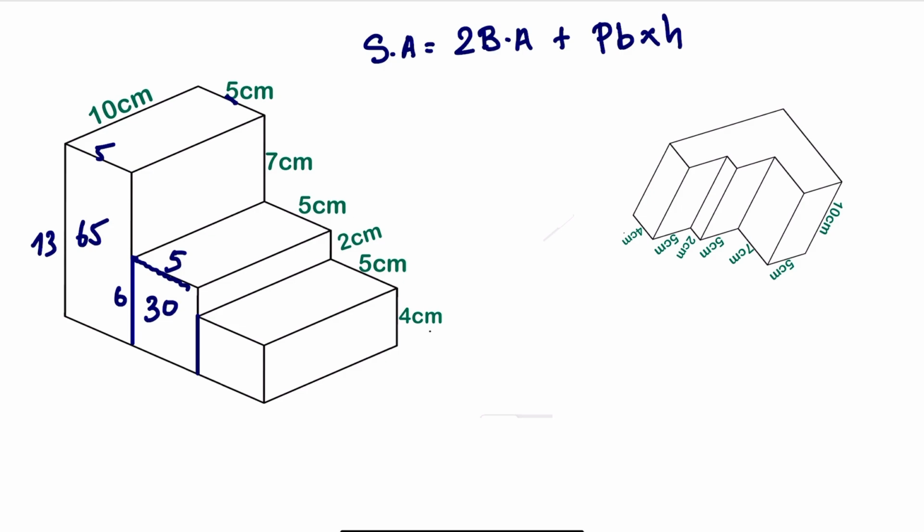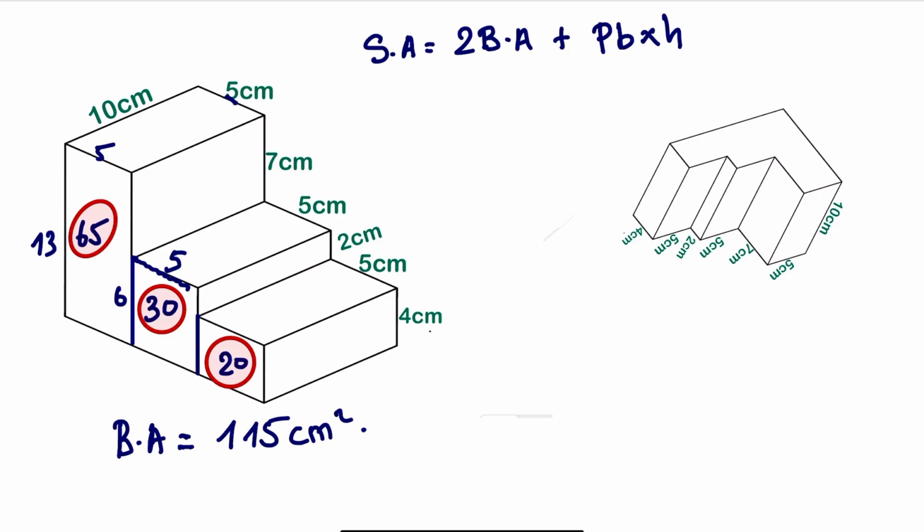For the last part, we are going to have 5 here and 4. So that will give us an area of 20. If we add them all together, 65 plus 30 plus 20, all of this will give us the base area, which is 115 centimeters square. Okay, so we have the base area, so we can move on by writing 2 times 115 plus. The next part is to get the perimeter of the base.